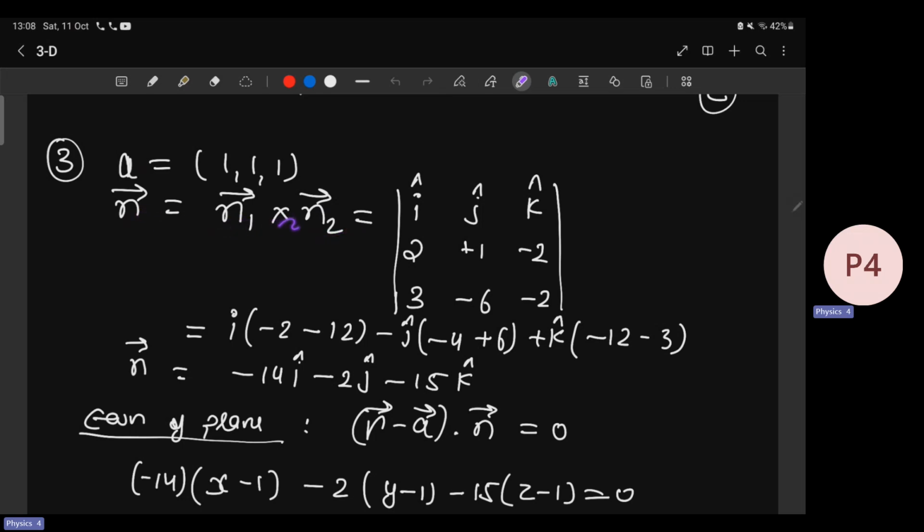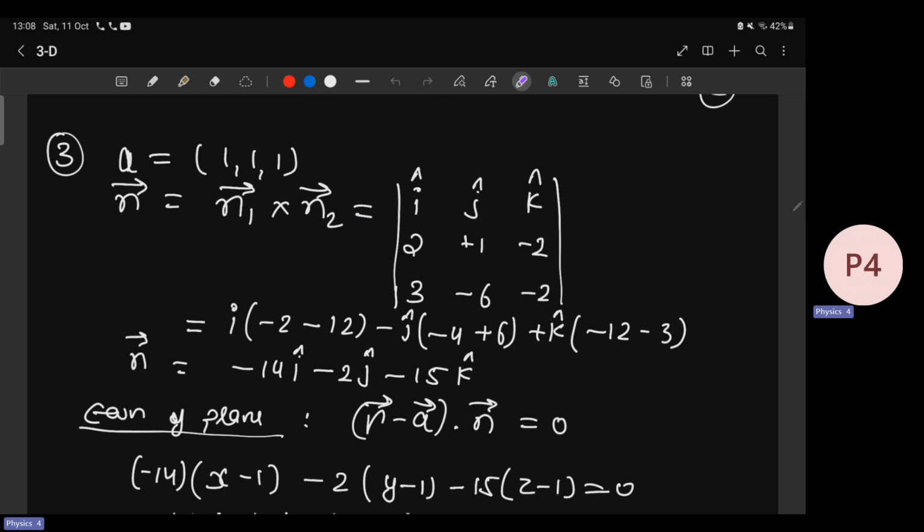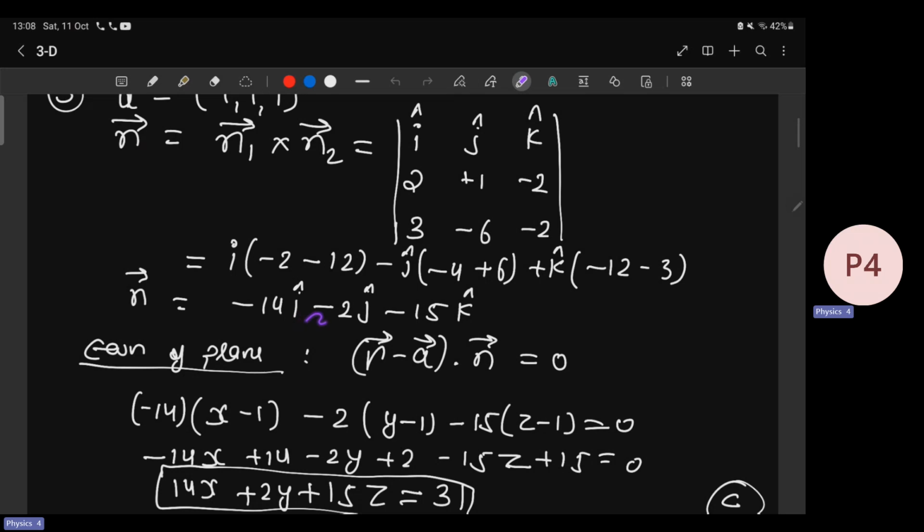N is N1 cross N2 vector. So we can find out N1 cross N2, which is minus 14 i cap minus 2 j cap minus 15 k cap.